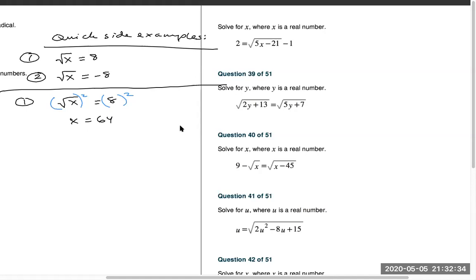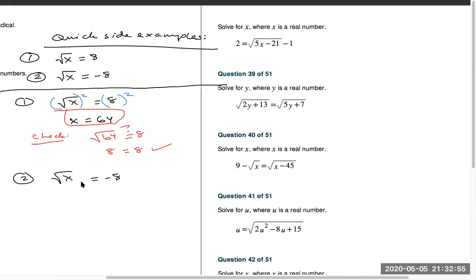Now we check, does square root 64 equal 8? And yes, 8 equals 8. So this actually would be a solution. For number 2, square root x equals -8. Hint, hint, can't happen already, because how do you take the square root of a number and get a negative number out? Okay.